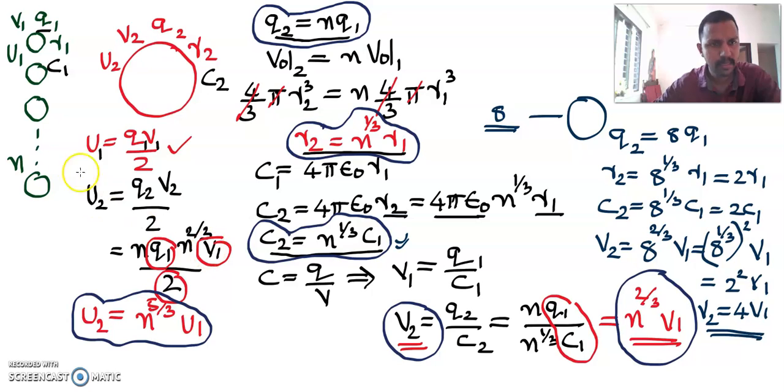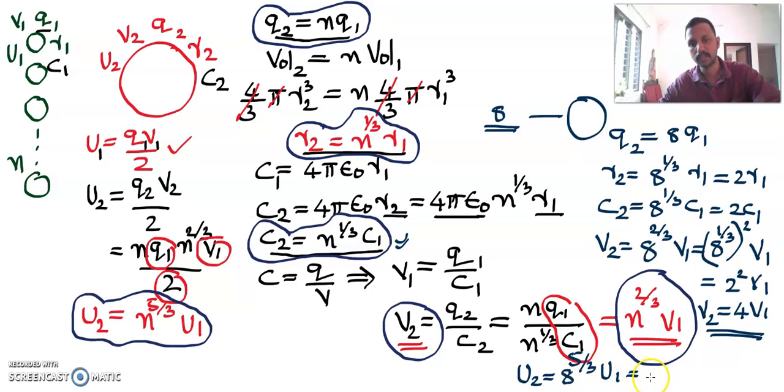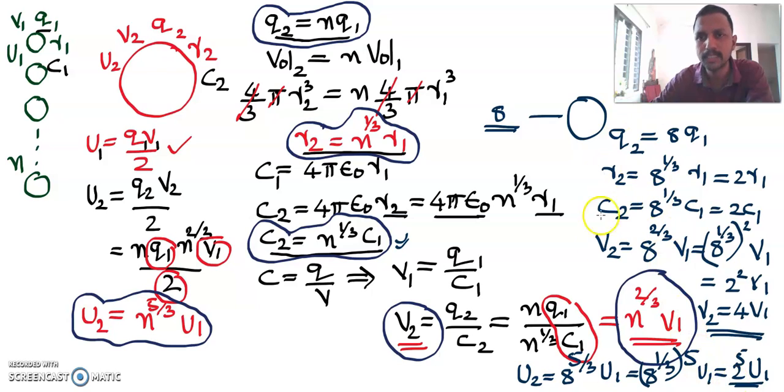Clear? Then if we have to obtain the expression for energy, let me write it over here. That is U2 is equal to 8 raised to 5 by 3 U1, and that is equal to 8 raised to 1 by 3, the whole raised to 5, U1, and that should be 2 raised to 5 U1. You could expand this. This is how we are using it in a problem situation.